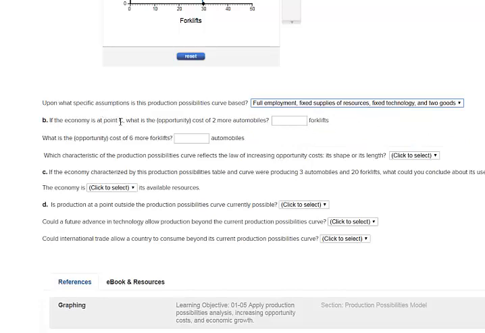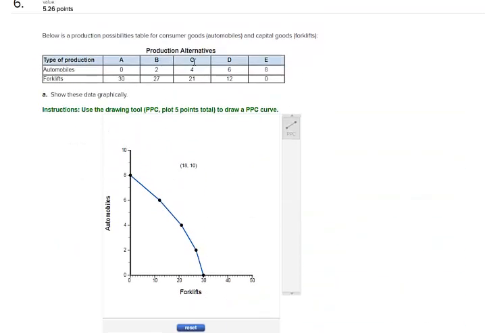Okay, if the economy is at point C, what is the opportunity cost of 2 automobiles in terms of forklifts? So it's asking you, what do you have to give up? That's what opportunity cost is. When you add something, you have to give up something. So if you go to point C, it says you have 4 autos, and it's asking you in order to add 2. So if you move from point C to D, you're adding 2, you're going from 4 to 6.